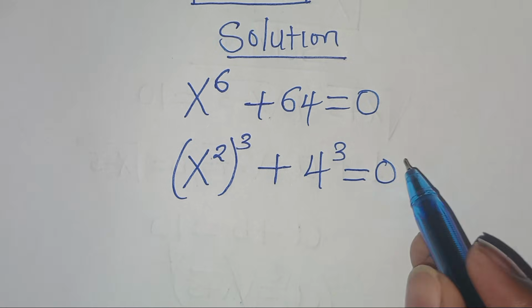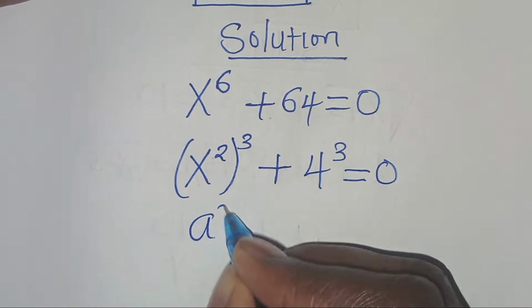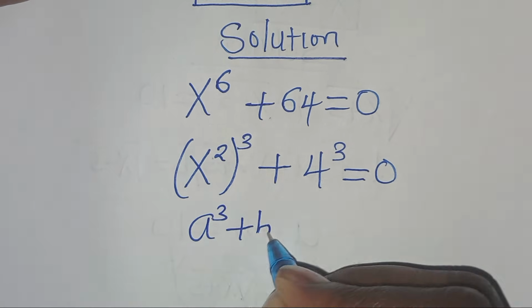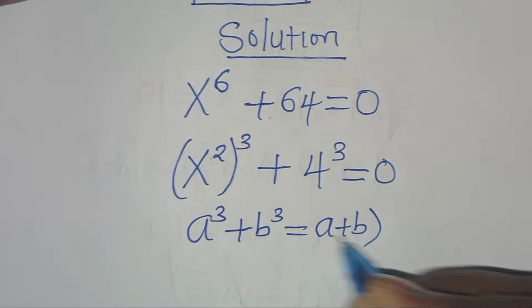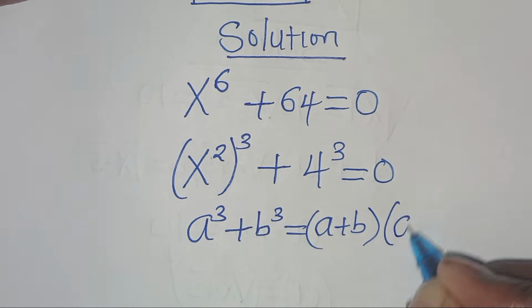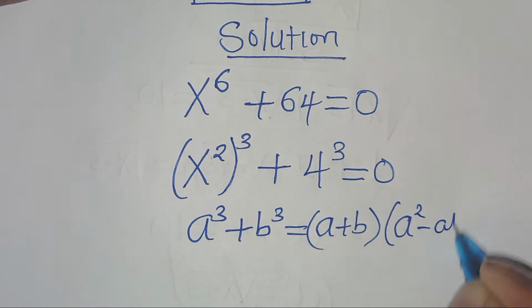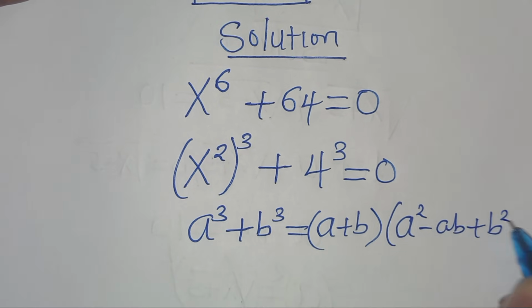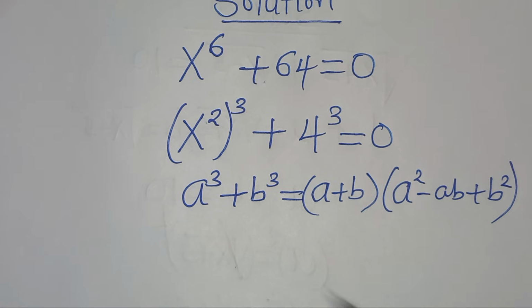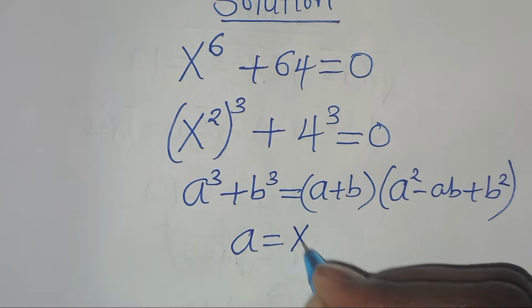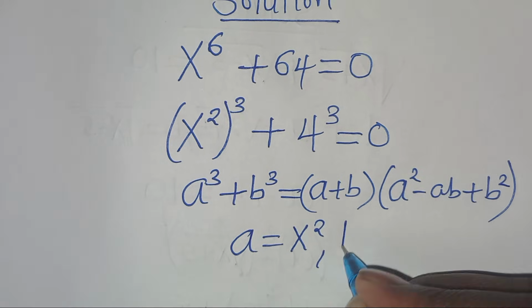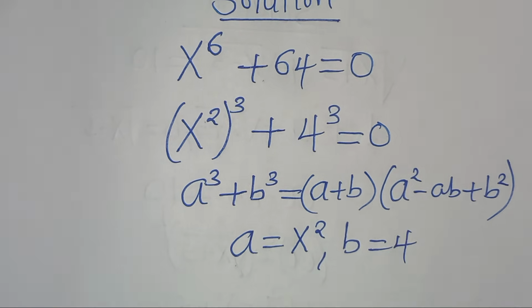This equation here is in the form of a to the power of 3 plus b to the power of 3. This is the sum of two cubes, expressed as a plus b in parentheses times a to the power of 2 minus ab plus b to the power of 2. From this equation, we have that a is equal to x to the power of 2, and b is equal to 4.